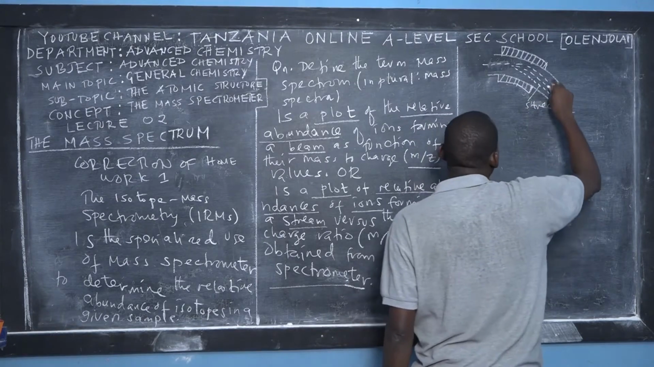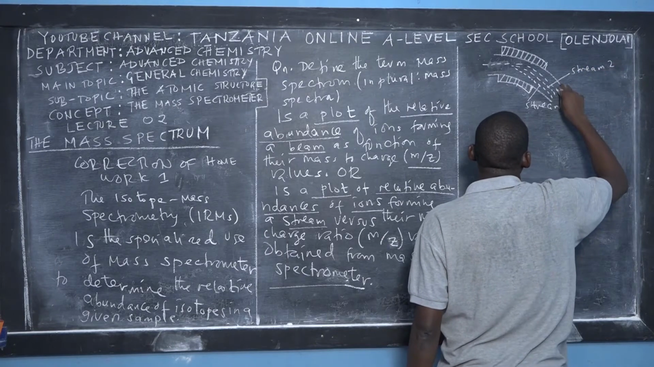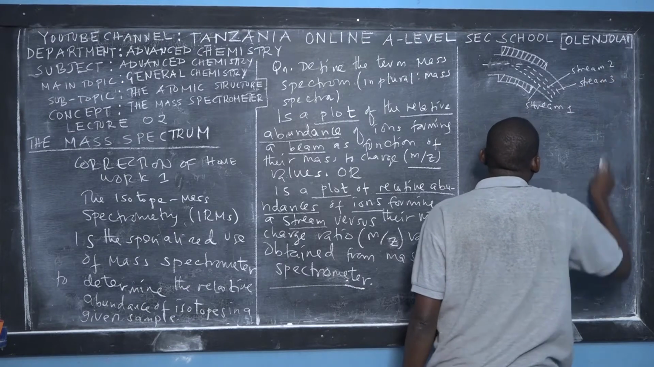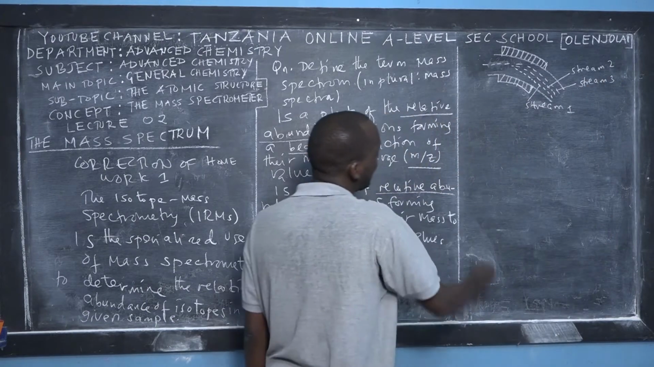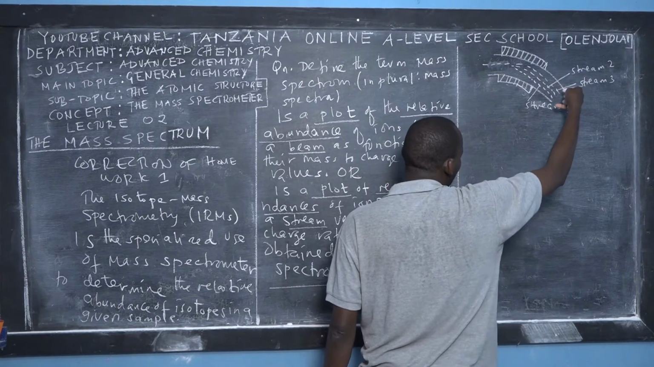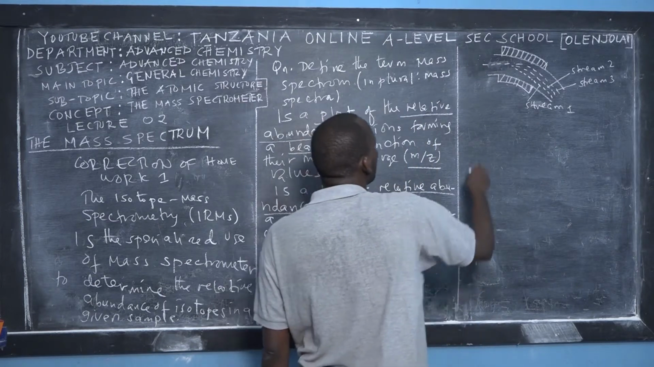And then the middle one, we call it stream 2. And then the last one, we call it stream 3. So these three ions, for example, if an element has three isotopes, they are going to produce three streams. So what is going to happen?